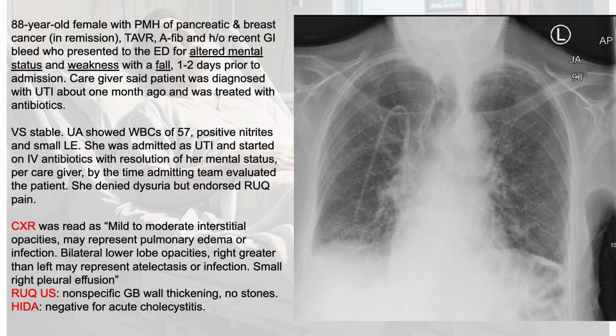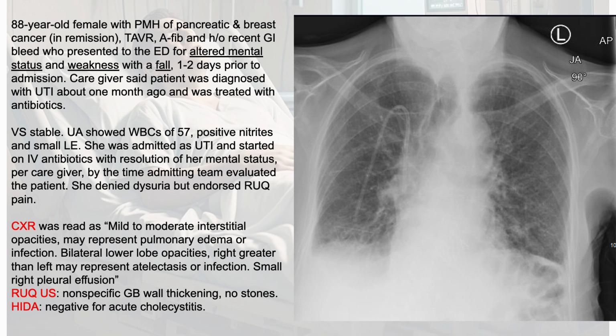So I will start with this case. I will just read it for you, and then I will leave you to think about it a little bit before I end my video with what happened with this patient. So we have an 88-year-old female with past medical history of pancreatic and breast cancer. She was in remission. Aortic valve replacement, atrial fibrillation, history of recent GI bleeding, so the patient is not on anticoagulation, who presented to the emergency department for altered mental status and weakness, and she had a fall at home. That was 1 to 2 days prior to admission.